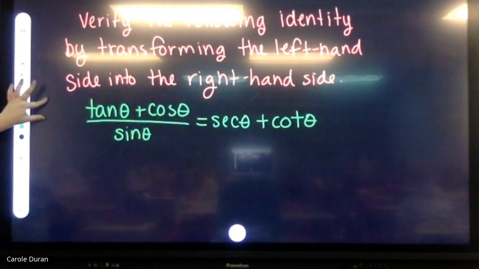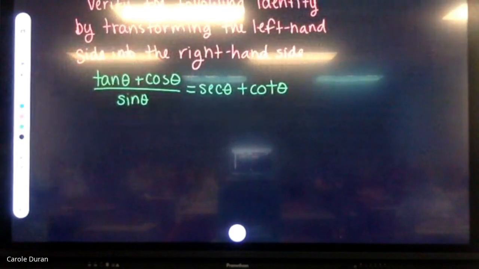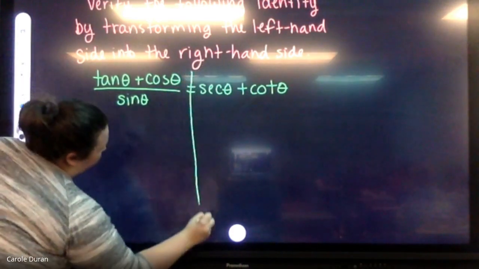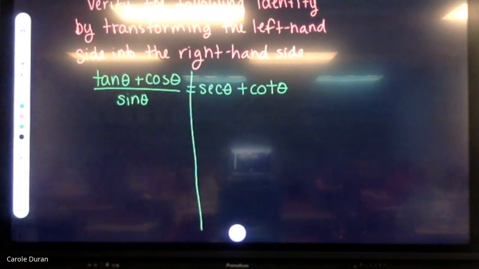Okay, so our identity here is tangent theta plus cosine theta all over sine of theta is equal to secant theta plus cotangent theta. We're going to be doing the same thing here. It told me that I'm going to be simplifying the left-hand side until it matches the right-hand side. So I'm going to draw my vertical line so I remember I'm treating these as independent expressions. I'm also going to let you know that it's not always going to tell you which side to simplify, and sometimes you'll have to simplify both sides until they match.